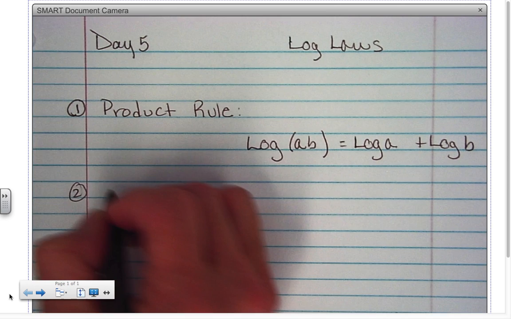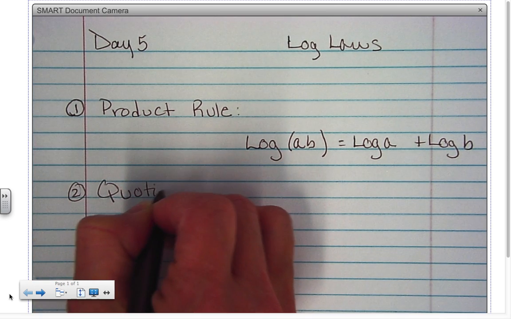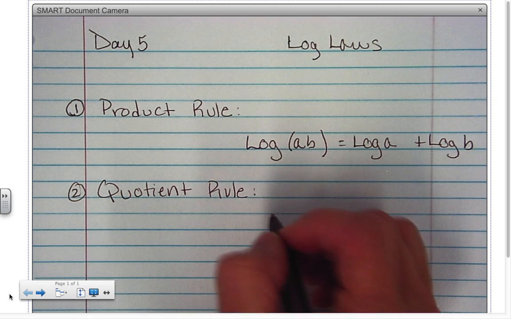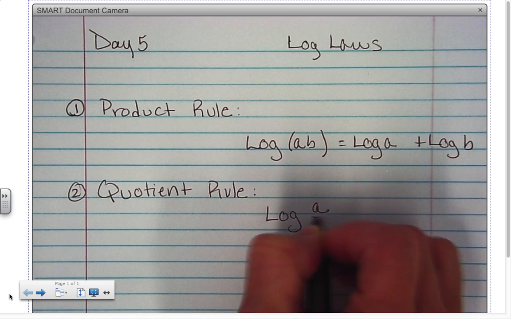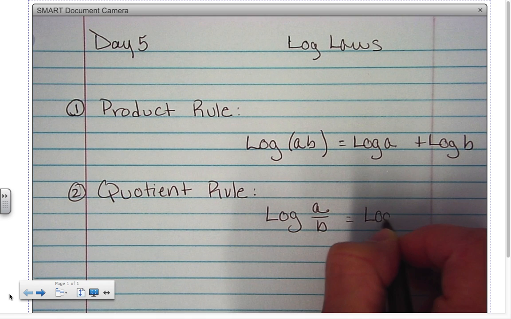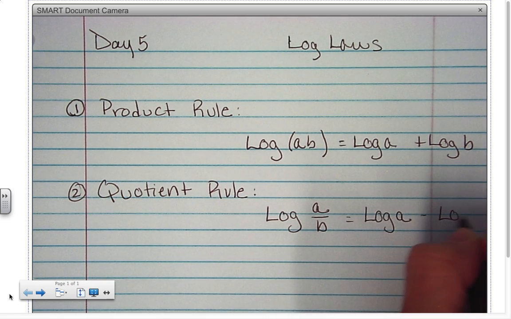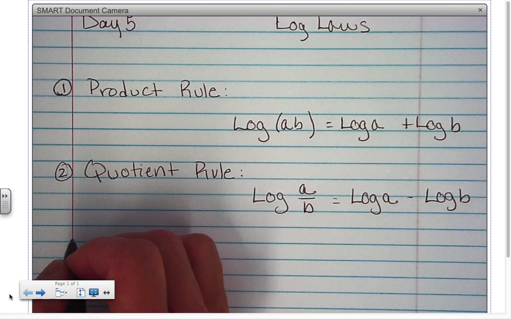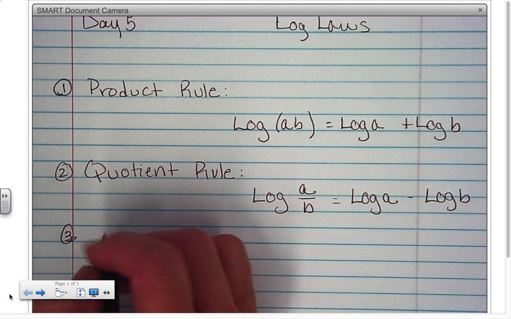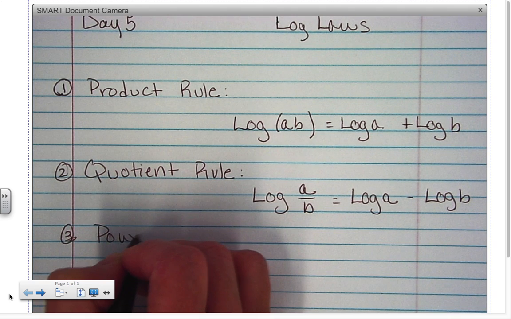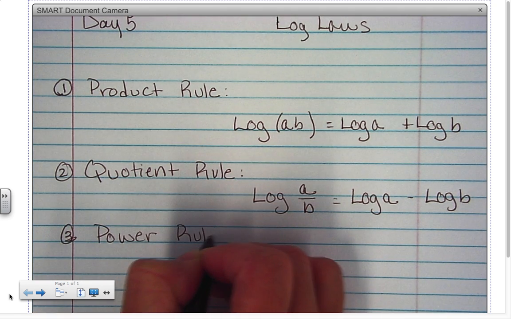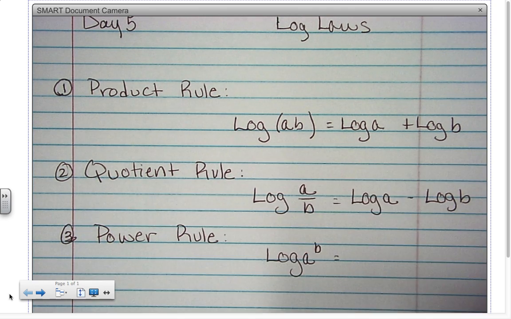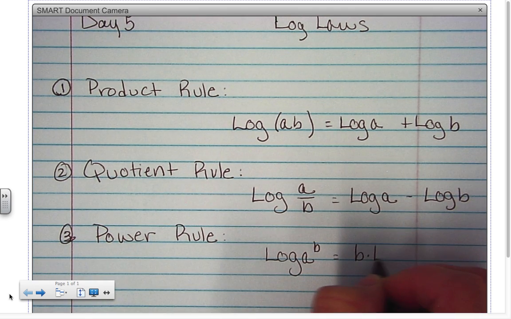Rule number 2 is the quotient rule. Quotient, remember, means division. So again, here, if I have the log of A divided by B, it's the same as log A minus log B. And then our last one, number 3, is called the power law or power rule. If I have log A raised to the B, that is equal to B times log A.